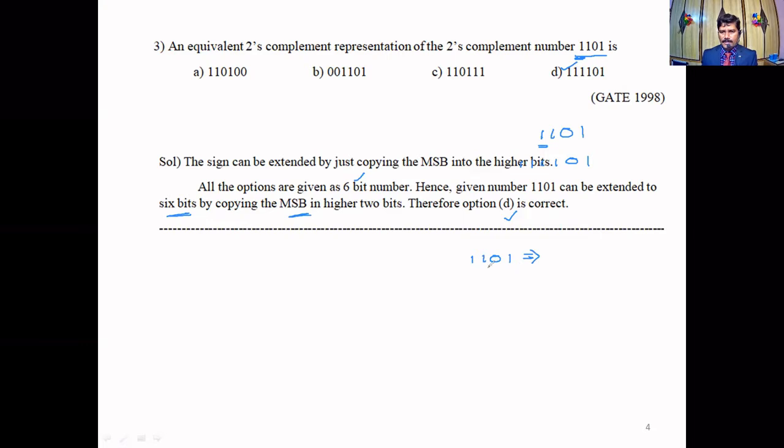So take this value. What is the 1's complement of this? 0010. What is the 2's complement? Just add 1, that is 0011. So what is the value here? We know that it is a negative number, so minus this, which is 3. Minus 3.